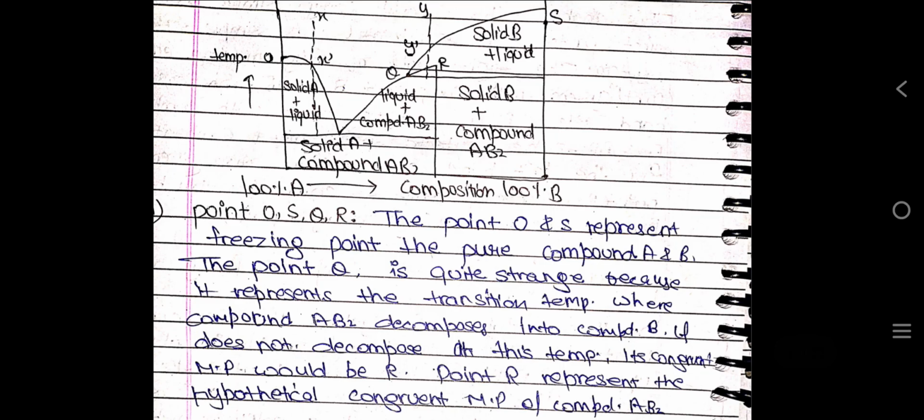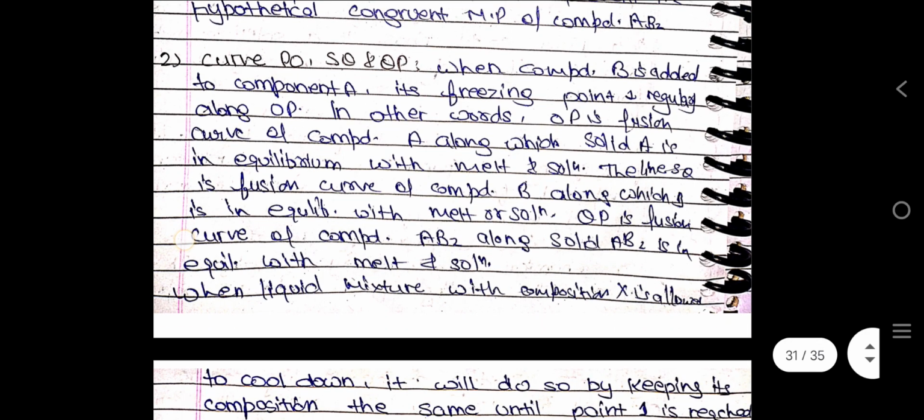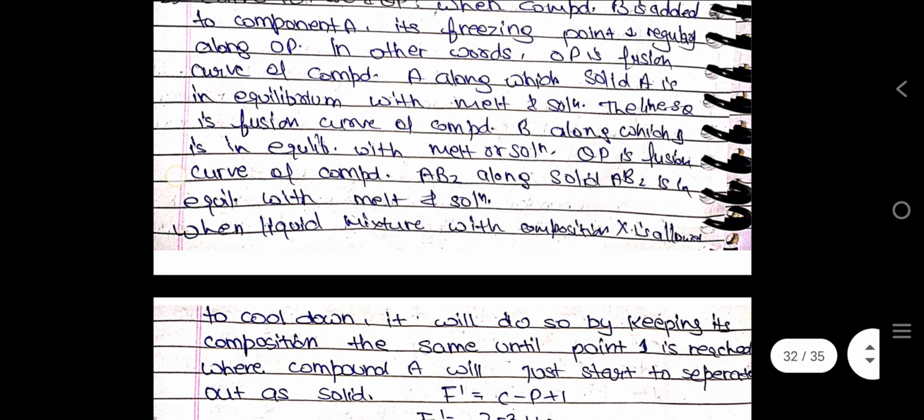Consider two components A and B which also form a chemical compound AB2 by reacting with each other. The cooling of all mixture compositions is carried out in open vessels so that pressure remains constant. The plot of freezing point versus composition gives the following points. Points O and S represent the freezing points of the pure components A and B. The point Q is quite strange because it represents the transition temperature where compound AB2 decomposes into compound B. It does not melt at this temperature. The congruent melting point would be R. Point R represents the hypothetical congruent melting point of compound AB2.